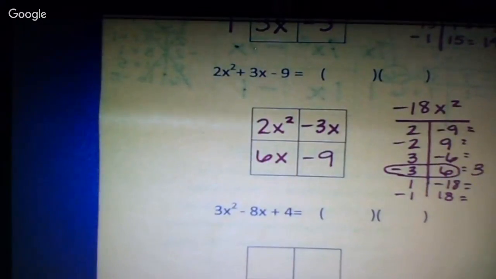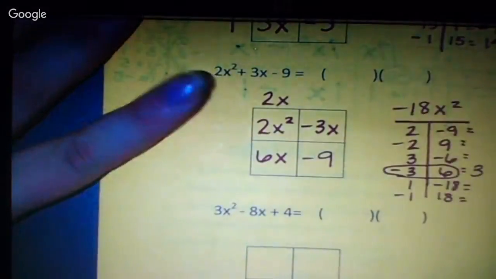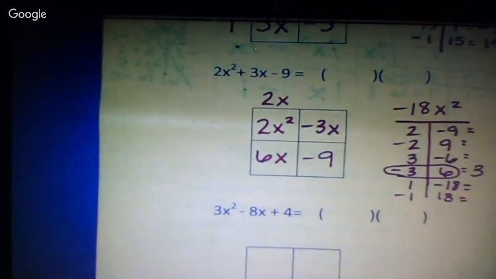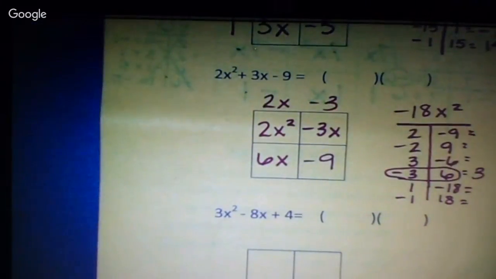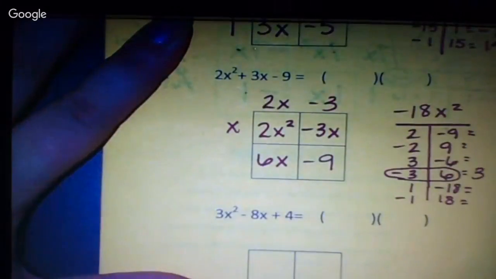Because you need it to multiply together to give that x squared. So we got the factors of 18. What multiplies together to give you x squared? x and x. Okay. Good question. So let's do up and down first. 2x squared and 6x: 2x. Negative 3x and negative 9: negative 3. Then side to side: 2x squared and negative 3x, and 6x and negative 9.